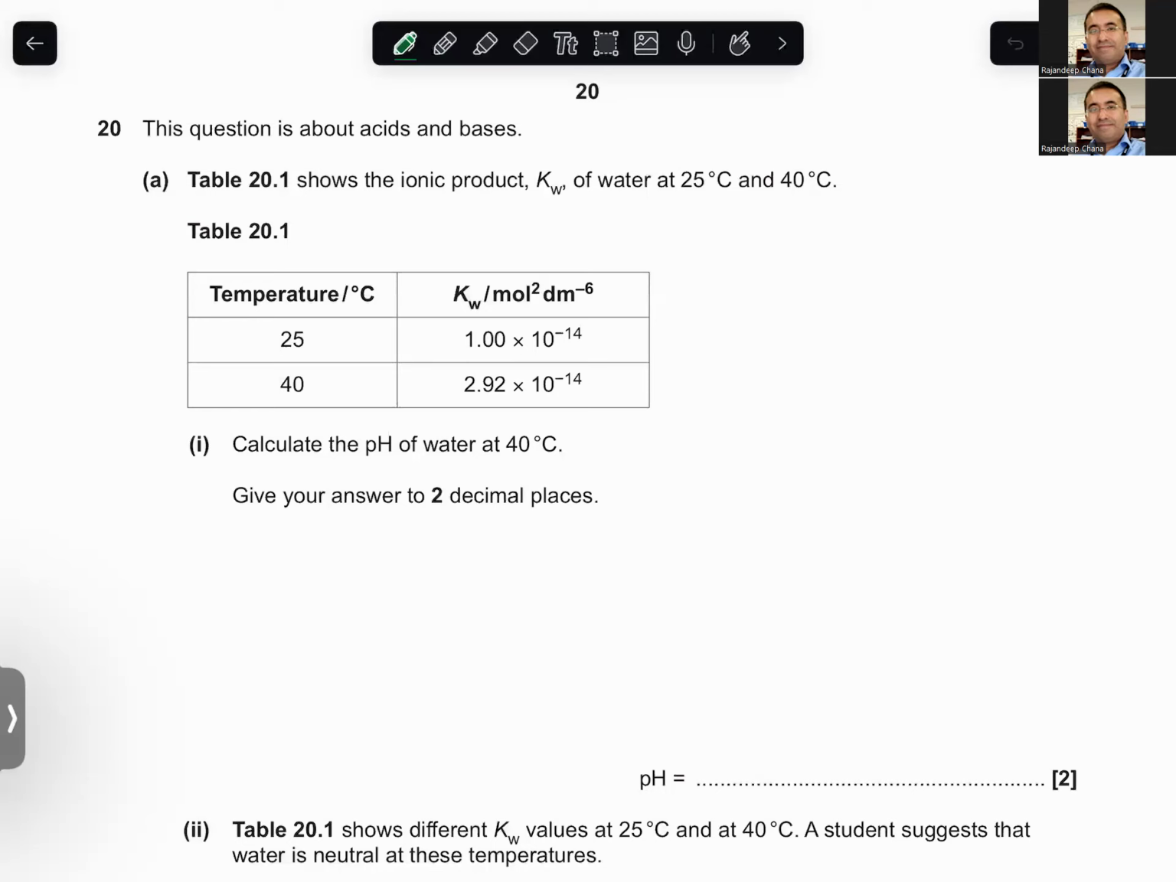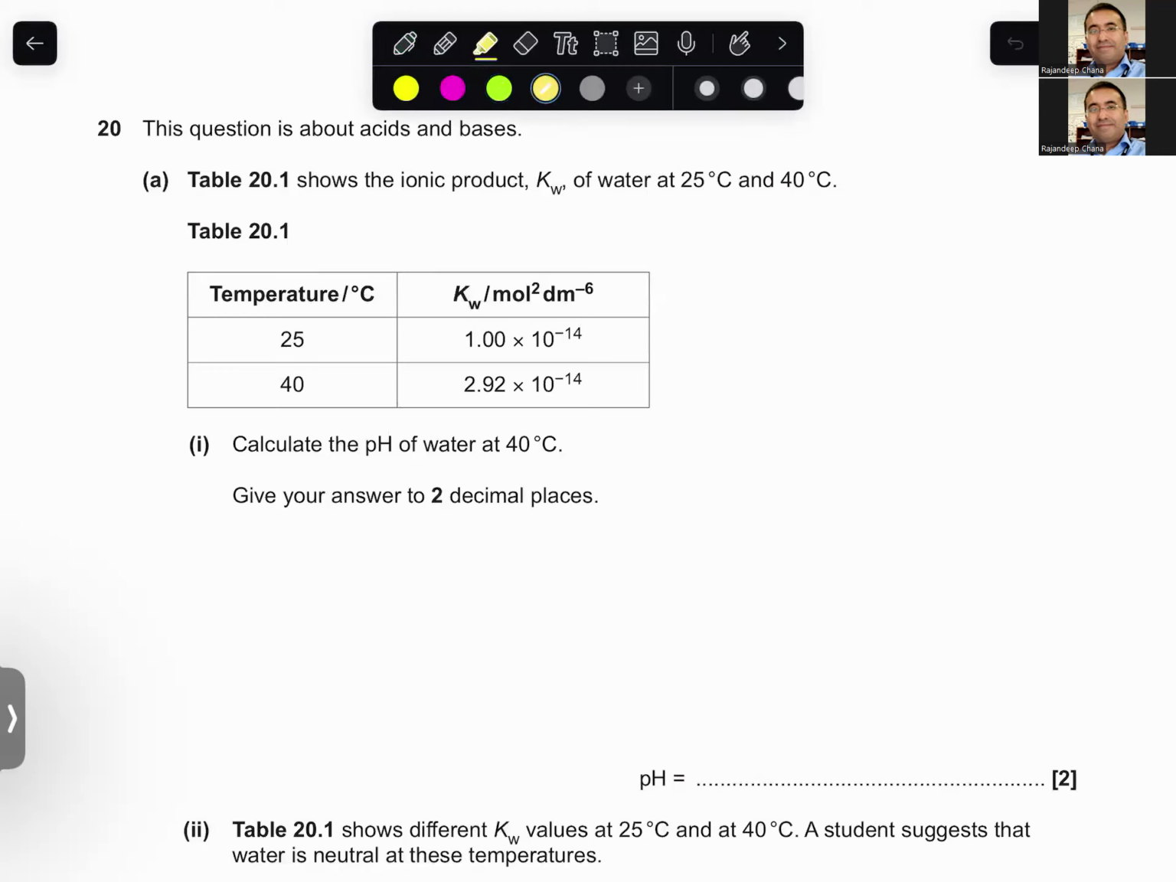We'll be looking at the June 2023 paper. We're looking at question 20. In this question, you've got the Kw, which is the ionic product of water, and there's two different values given of it at different temperatures. It's asking to calculate the pH of water at 40 degrees Celsius.